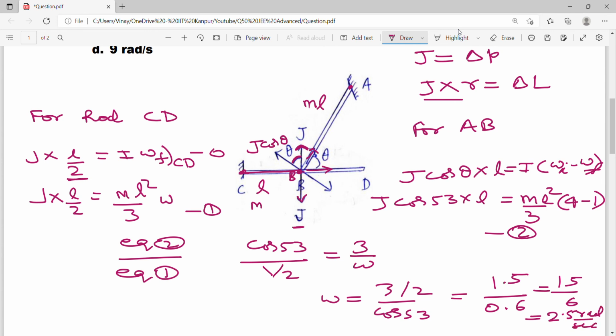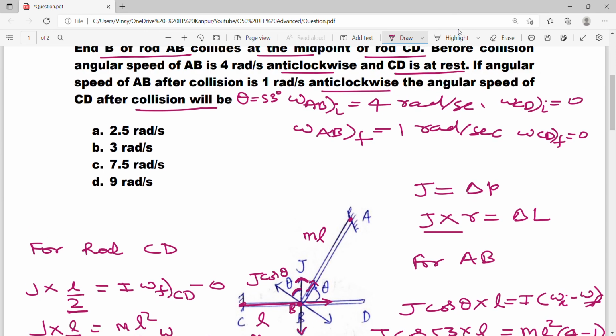So which option is correct? First option.